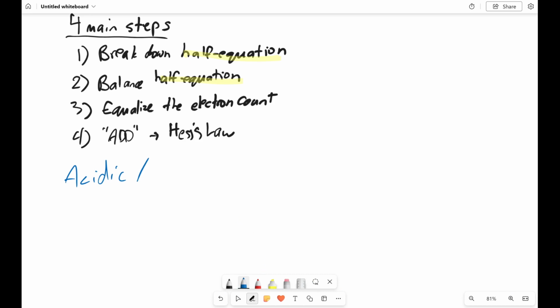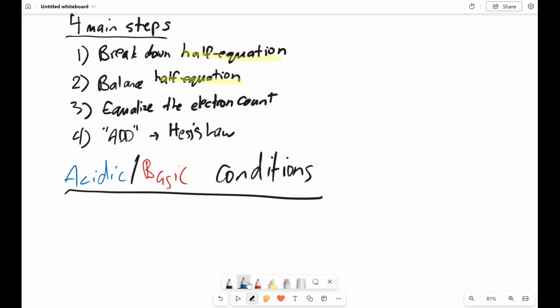Actually, let me color code them, because colors. Acidic and basic conditions. Whatever's in black is going to be our base, and we're going to do those steps every single time. However, in acidic conditions, balancing the half equation is going to be broken down into a couple more steps.